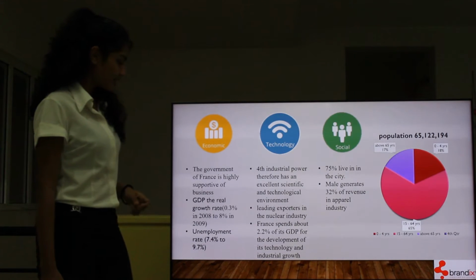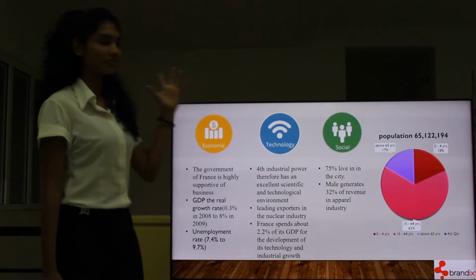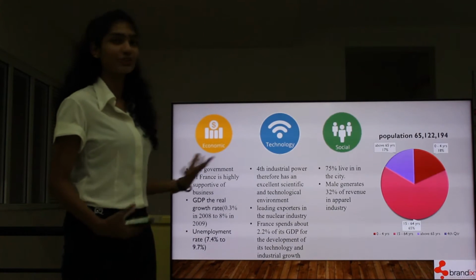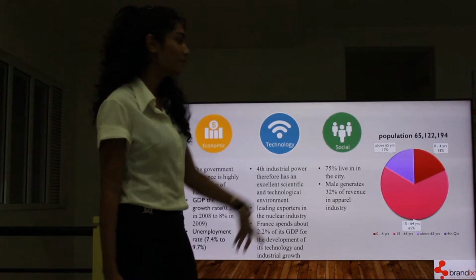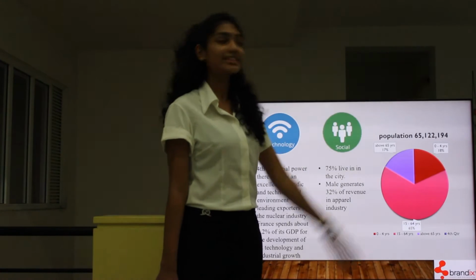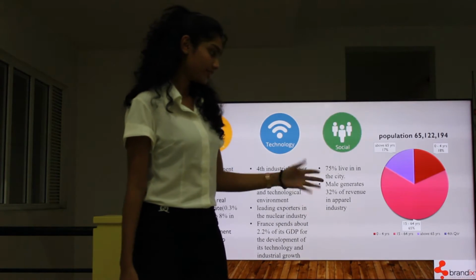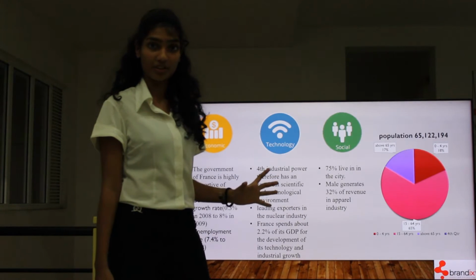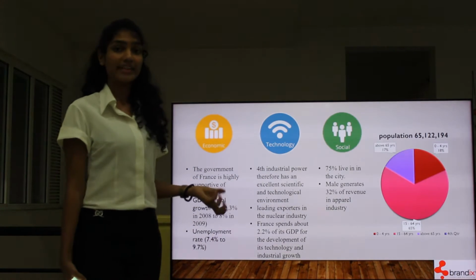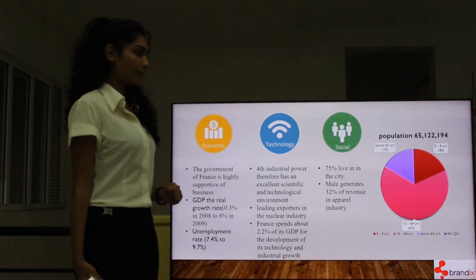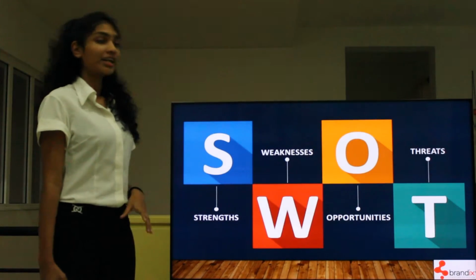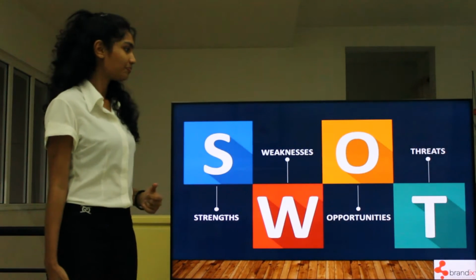Economic. These are the rest of the characteristics of PEST due to the time constraints. In social, the population is averagely 65 million, and also males generate 32% more of the revenue than the females in the apparel industry. Then moving on to SWOT.